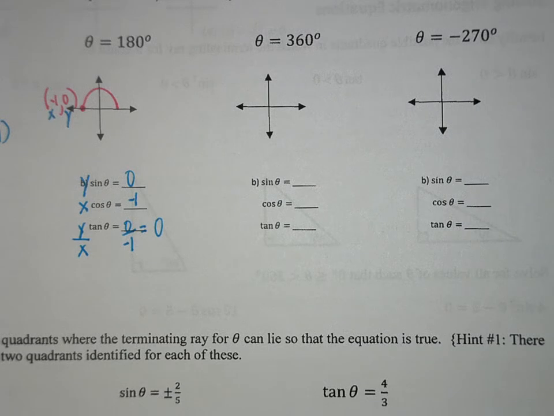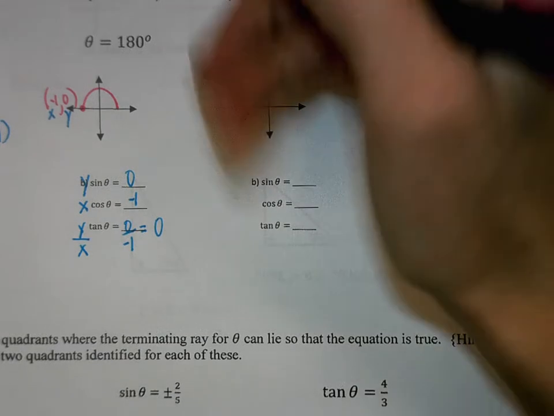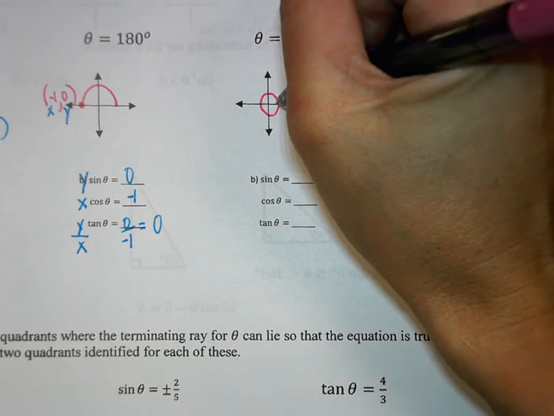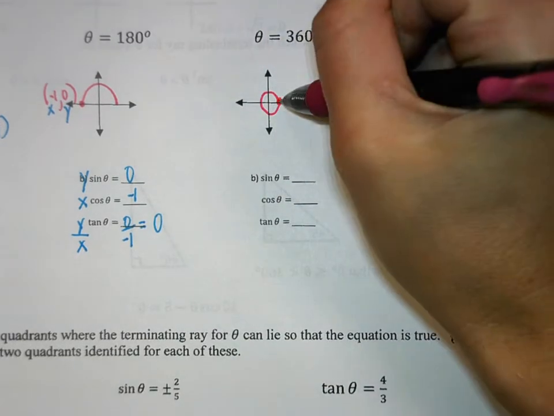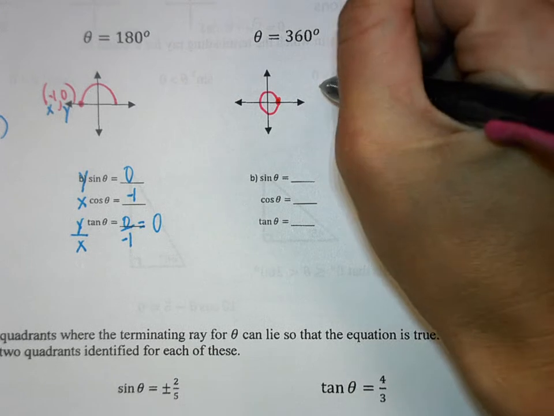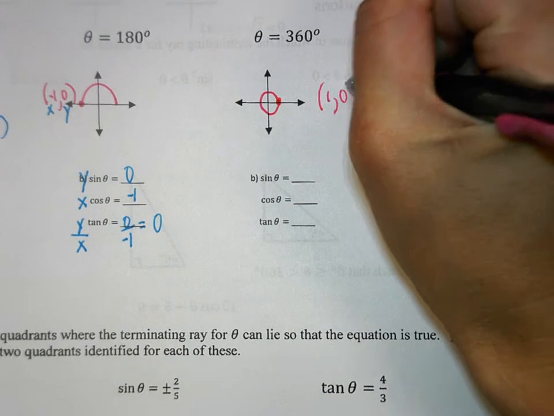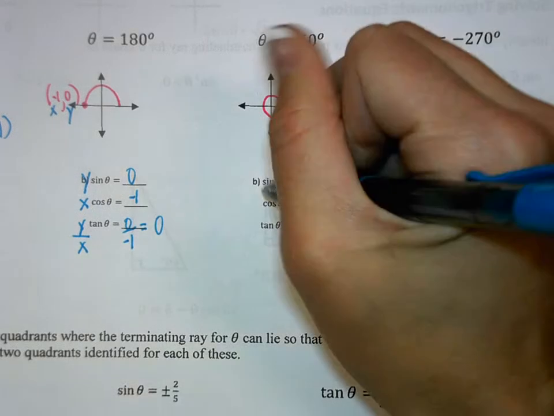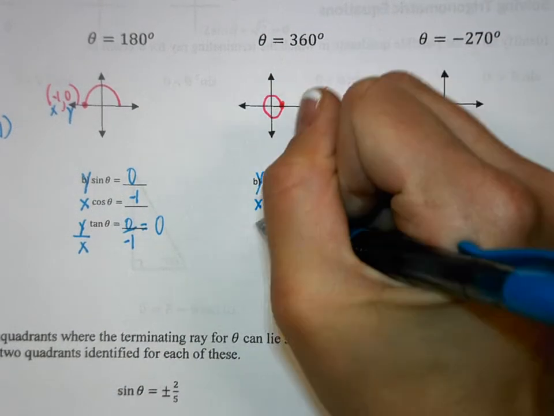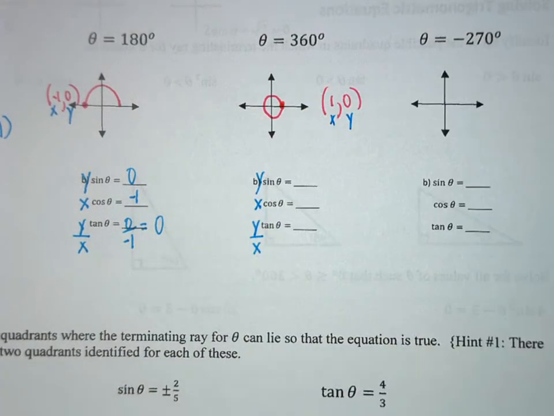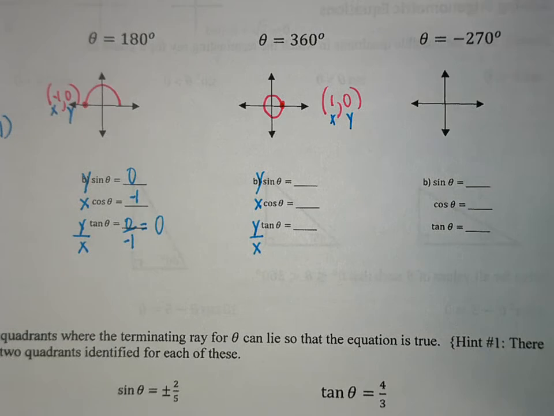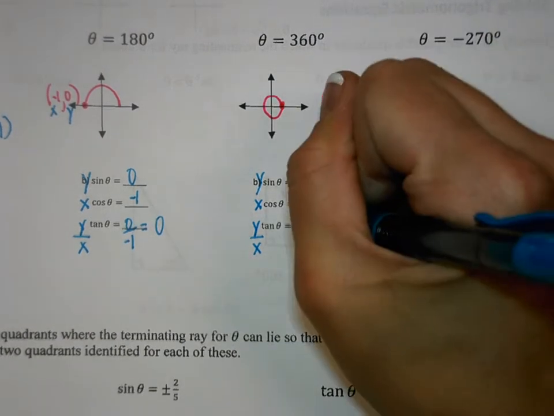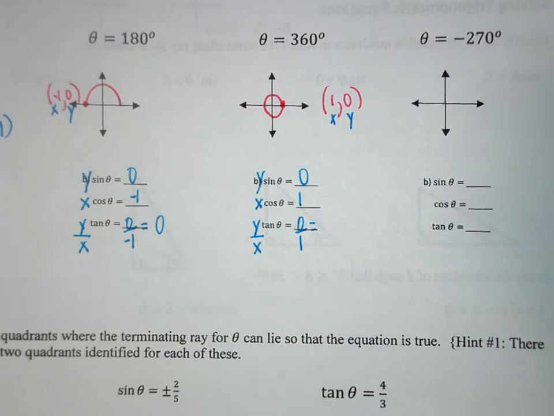Okay, so 360 degrees, you start at your initial side, it wraps around, and it ends right back at your initial side. What is your ordered pair here? 1, 0. Very good. Label it with your x and y. We know that sine is y, cosine is x, and tangent is y over x. What is sine? 0. Cosine is 1, and 0 over 1 equals 0.